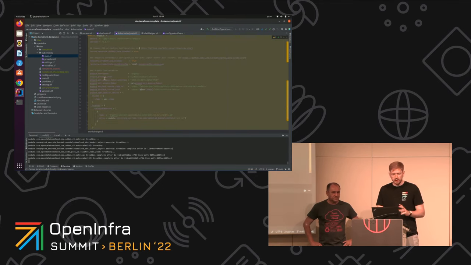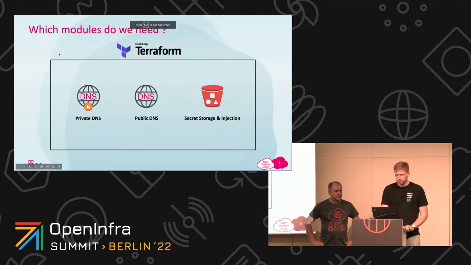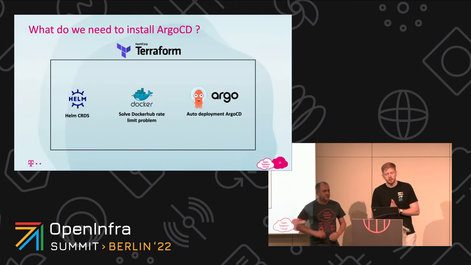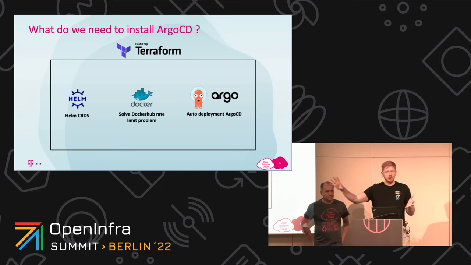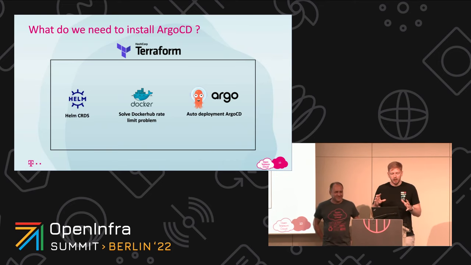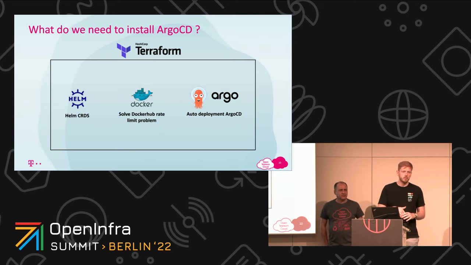OK. Let's take a look at what we need to have for Argo CD. So we switch back to the slides. What do we need to install Argo CD? What we're currently doing is we install the Helm CRDs. Who's familiar with Helm? These are custom resource definitions. If you're not doing that, you need to build up a dependency tree. If you have thousands of services, they're all depending on each other, and you need to make this tree somehow. It makes your life pretty miserable. So that's why we install the common and most used CRDs up front, so that we don't have this dependency and everything can just spawn up and boot up as it would like to. Then we also solve the Docker Hub rate limit problem, like I explained, with the registry creds. And the last point is just deploy Argo CD.